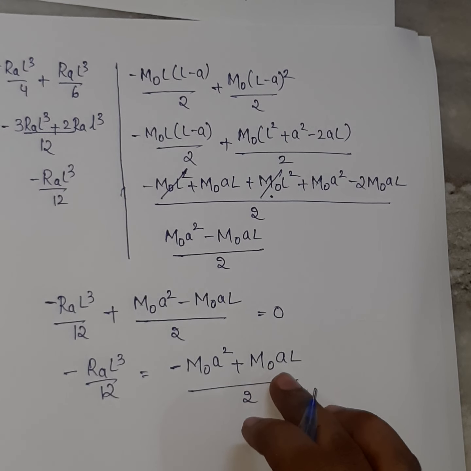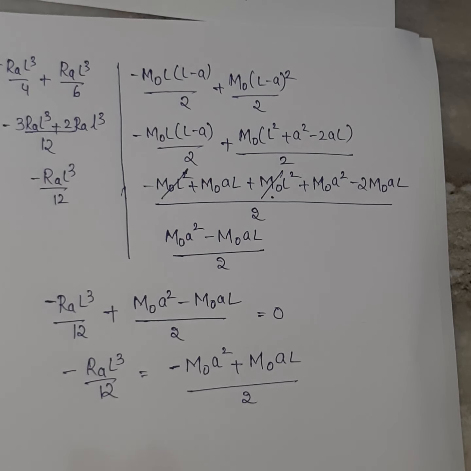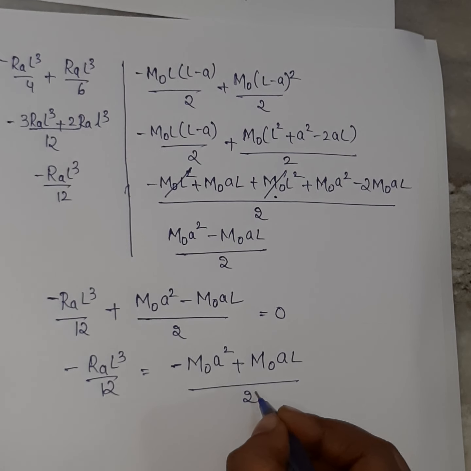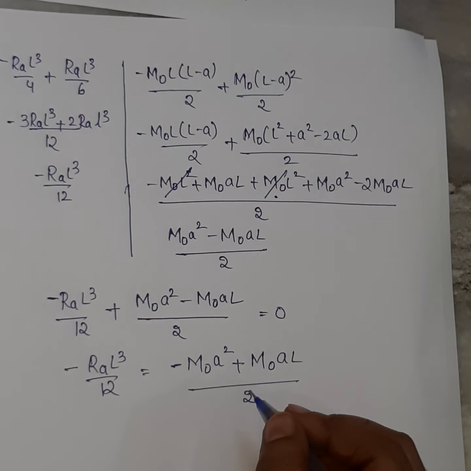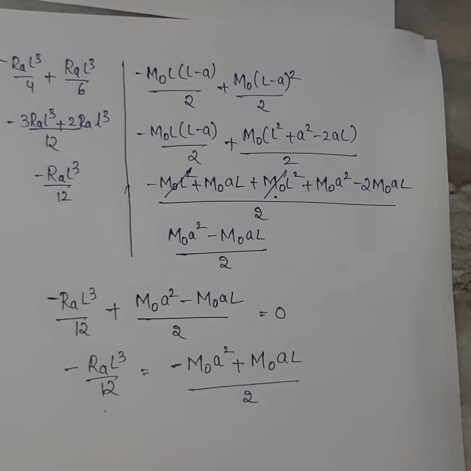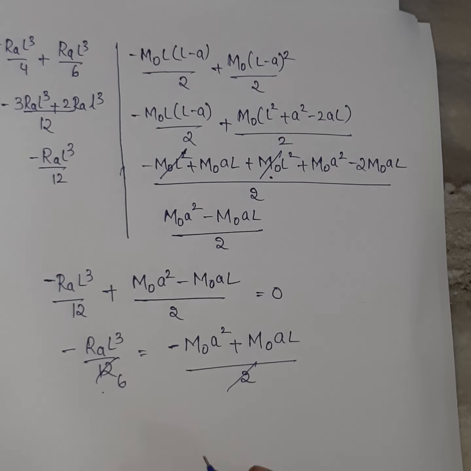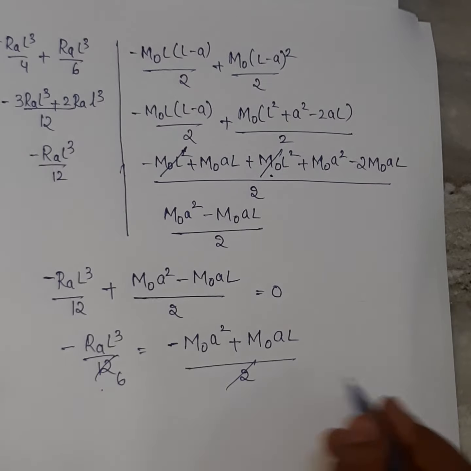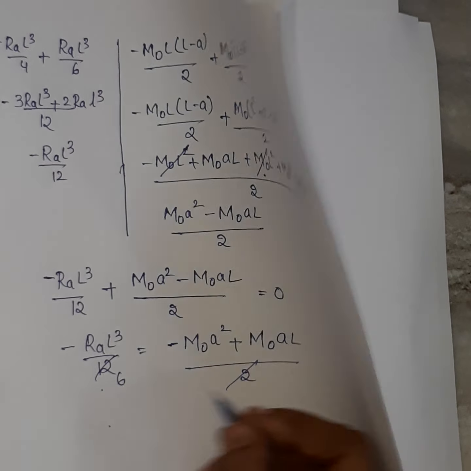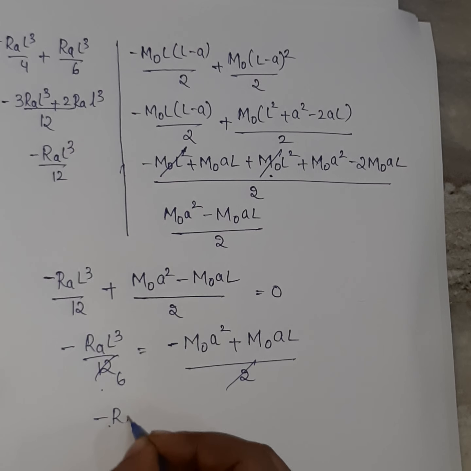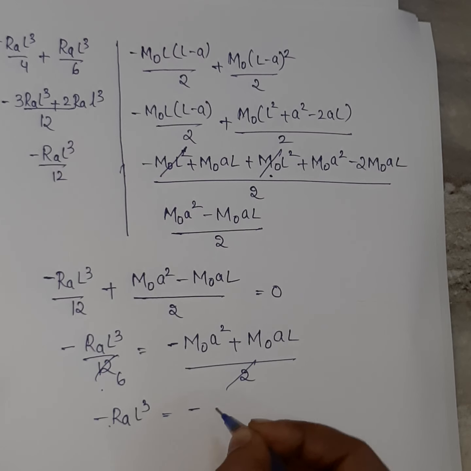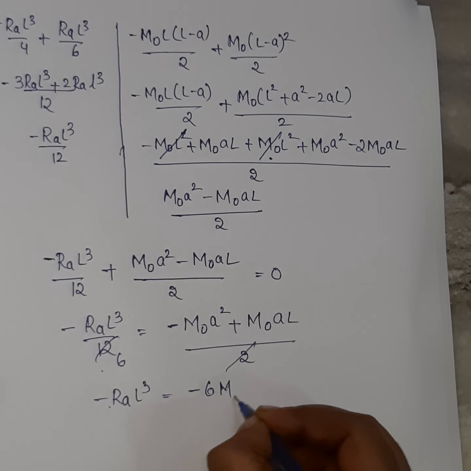This m naught is nothing but the couple moment. So I am cancelling like this. It is 12 and this is 12 and 2, and 12 into 6 is 12. So I am writing the equation like this: minus RA L cube is equal to minus 6 m naught AL.